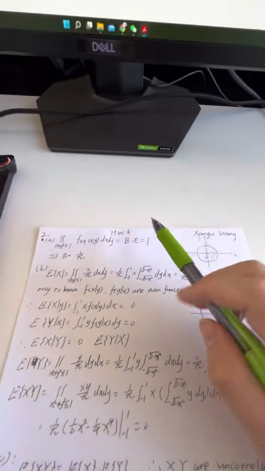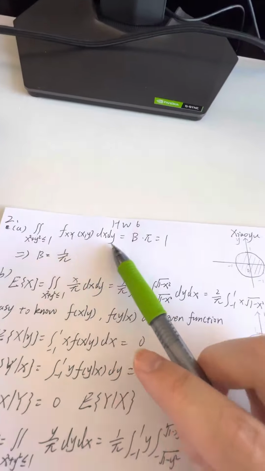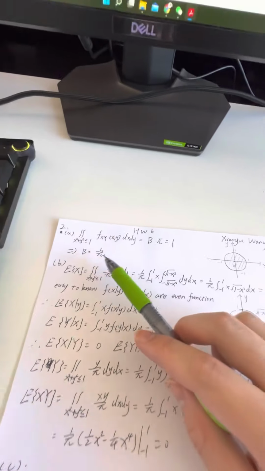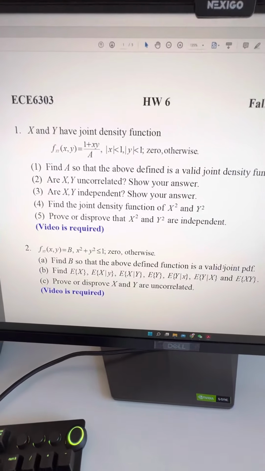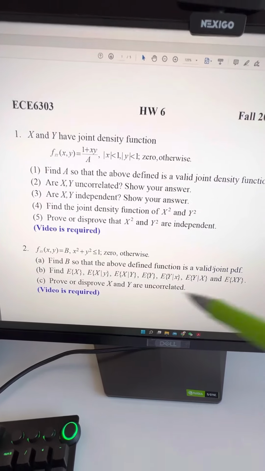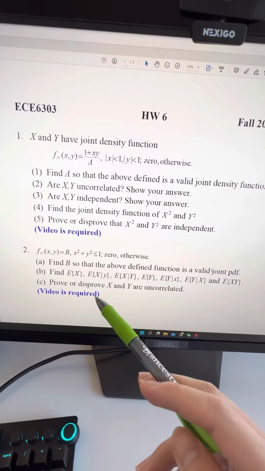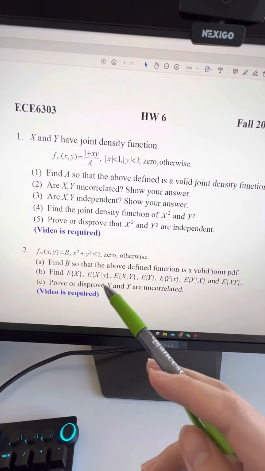It is very easy. We easily calculate the integral and get that b equals 1 over pi. For the second sub-question, it wants us to find the expectation of x under the condition of y.